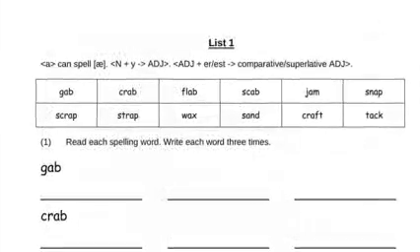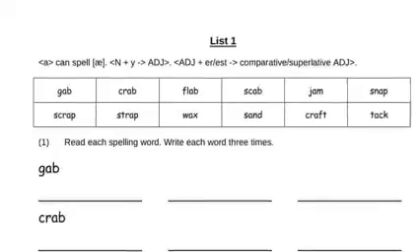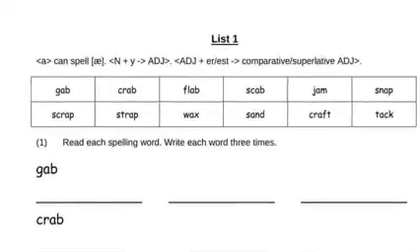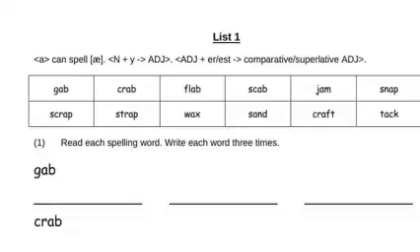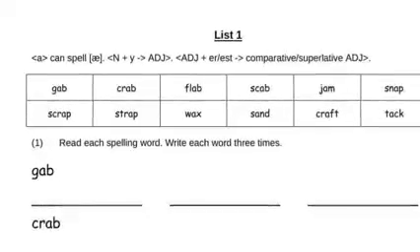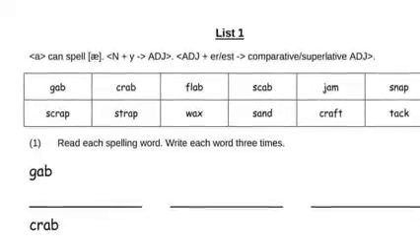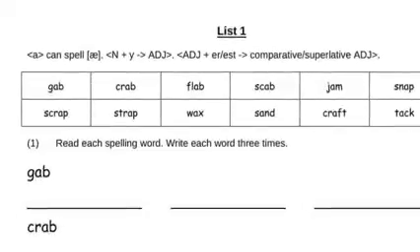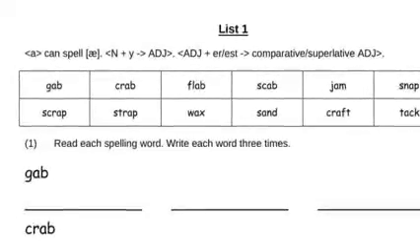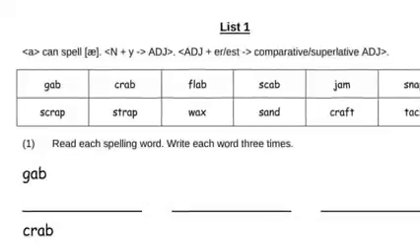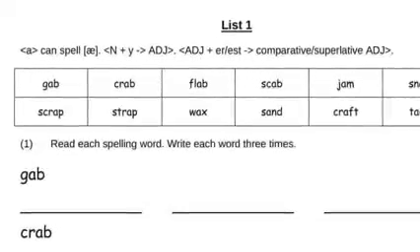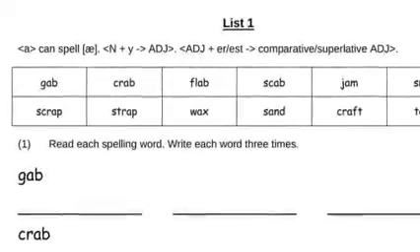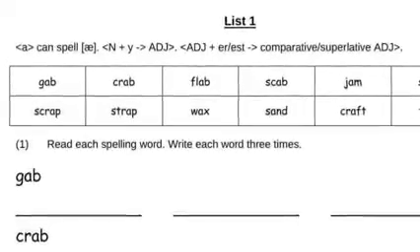Each list begins with a statement of what is taught by the words in the list, followed by the word list. For example, List 1 focuses on A spelling a noun plus the y suffix forming an adjective, and an adjective plus the er or est suffix forming a comparative or superlative adjective.